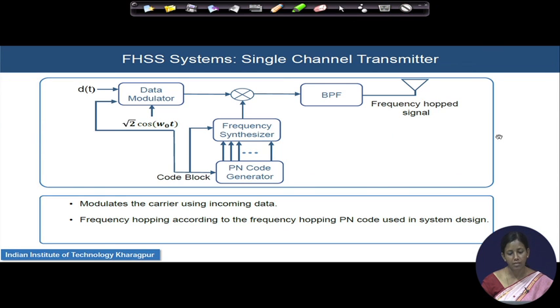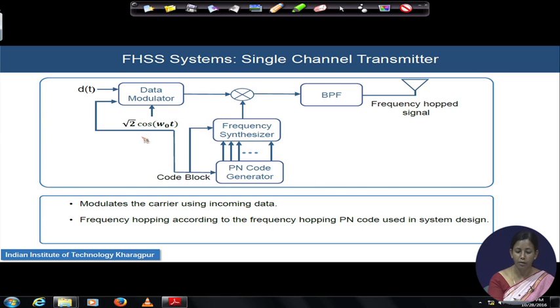Here we enter with the single channel transmitter design of an FHSS system. As told, here will be a single carrier which will be hopping over the available bandwidth. Here the carrier is given by cos omega naught t, and the incoming data stream d(t) is modulating the carrier frequency cos omega naught t. After data modulation is performed, here is a code generation circuit where you are generating the PN code that will help to hop this carrier over a wide range of the bandwidth available.